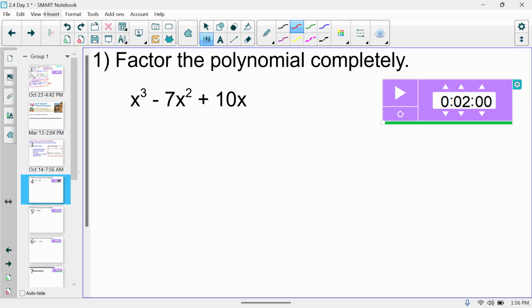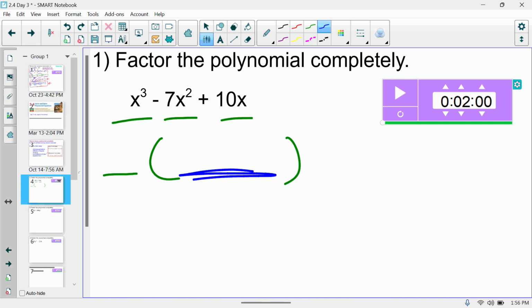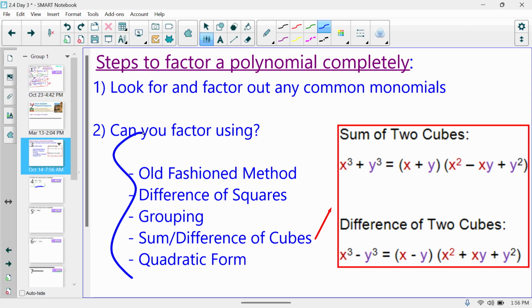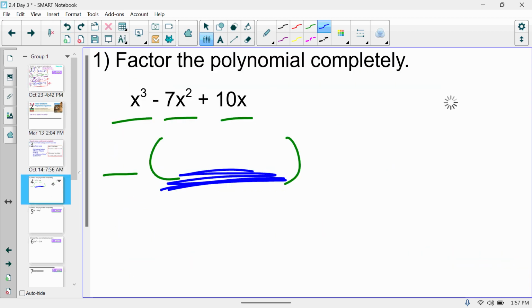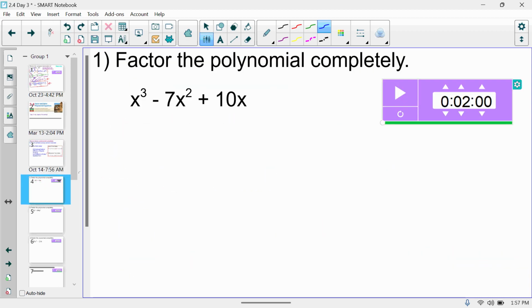Notice it doesn't tell us how to do it. It just says factor it completely. But the first thing you always need to check is there a common factor among all 3 terms that I could factor out and then write what's left in parentheses? If there is, then you need to see, can I factor this further somehow using one of these methods here, okay? So I'm going to set about a 2-minute timer and let you try it on your own.